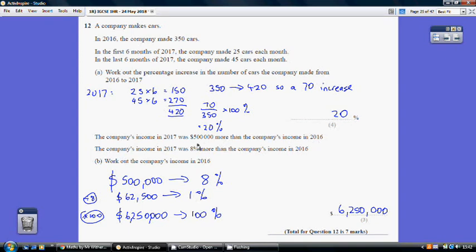So 8% is 500,000. We want to go from this fact and, using proportion, get back to the full 100%. Dividing by 8, I can see that $62,500 is 1%. Then multiplying this by 100, I get the full amount, the full 100%, the full starting point, the company's income in 2016 of $6,250,000.